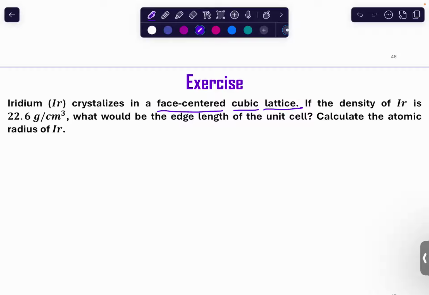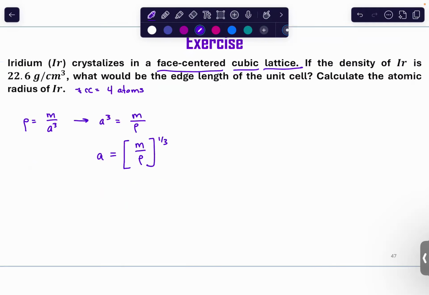So we know our FCC is 4 atoms. Let's see, we know density is mass over volume. And solve for a cubed. M over rho, so the length of one side is mass over density to the 1/3. So cube root. All right. You can get mass real quick.